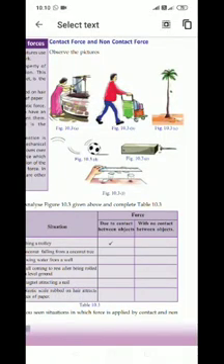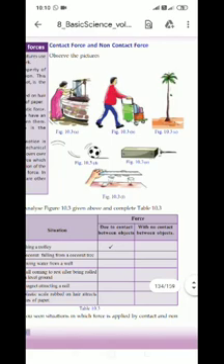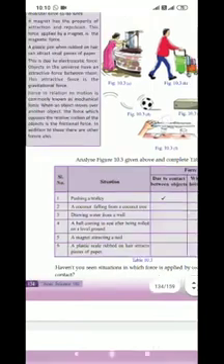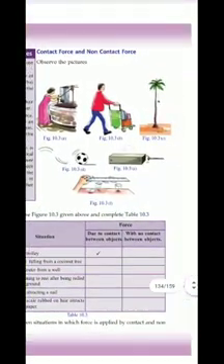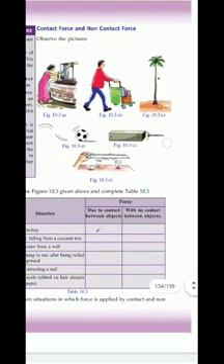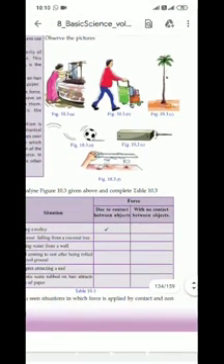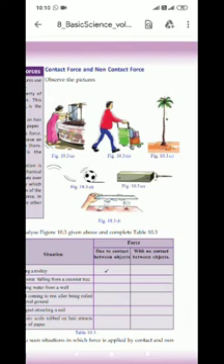Hi children, in our previous session we discussed two types of forces, contact force and non-contact force. And we have given these two, the picture given in page number 134, we have written as contact and non-contact force, divided into contact and non-contact forces from this picture. And we have also done the first two examples in the picture.